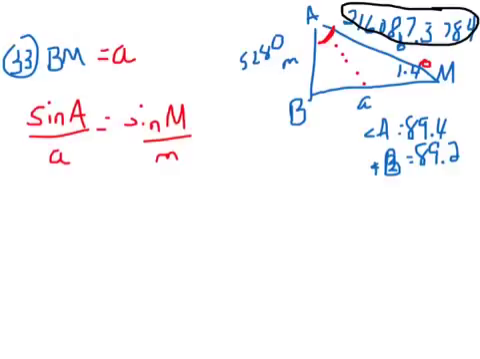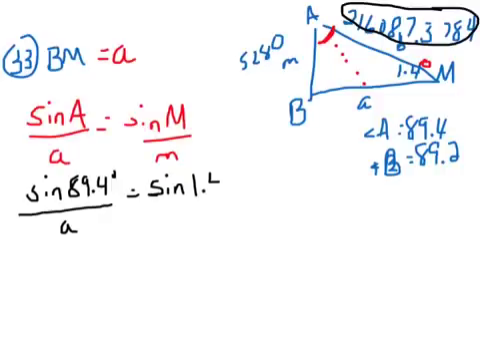Okay. So what is angle A? Let me plug in my information now. Angle A, I wanted the sine of angle A. It was 89.4 degrees, and little a is what we're trying to find. That's the side BM they asked us to find. I just labeled it a different letter so that I could see that it's across from angle A. It's the sine of angle M. Well, angle M is 1.4 degrees. We had found that back in problem 31. And the side across from it was given to us in the problem.